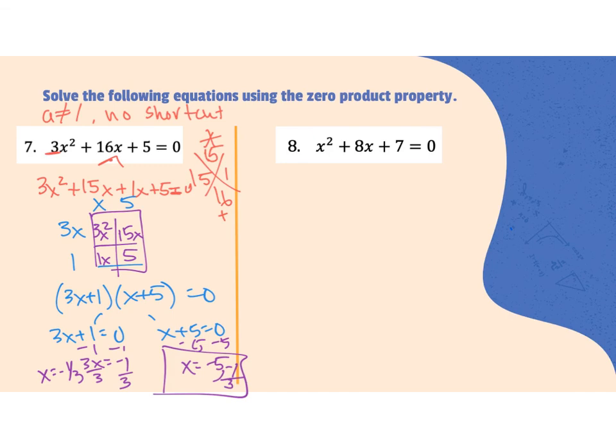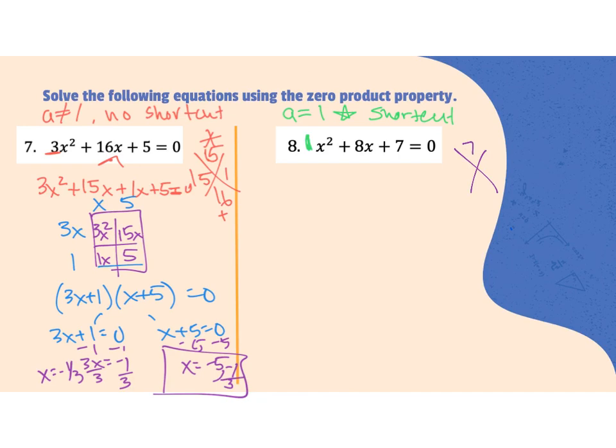All right, last one that we're going to do an example of. This one, a is equal to 1. When a equals 1, we can use the shortcut. Yay, shortcut. All right, so here we go. We get the shortcut. So I can still set up my factor x.